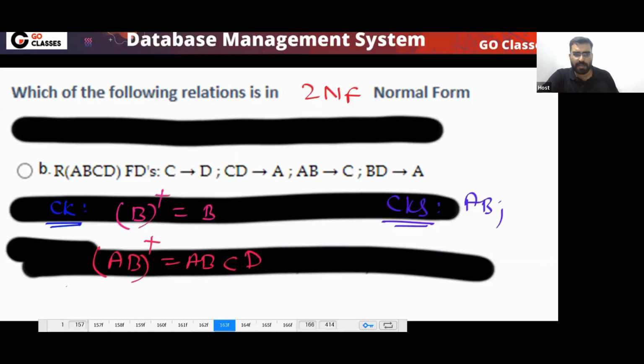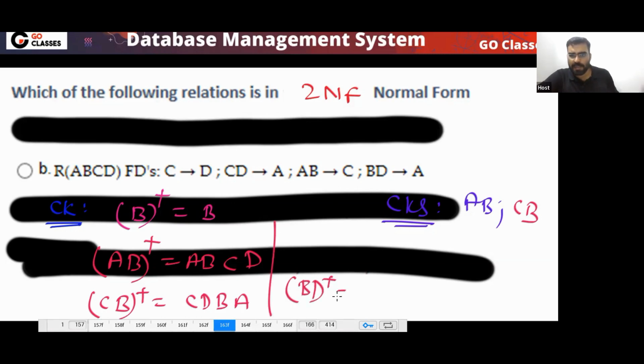What else? With B, I can also take C, because it will give me CDB, and CD can determine A. So I can also take CB. What about DB? DB is also there, right? That is also ABCD.